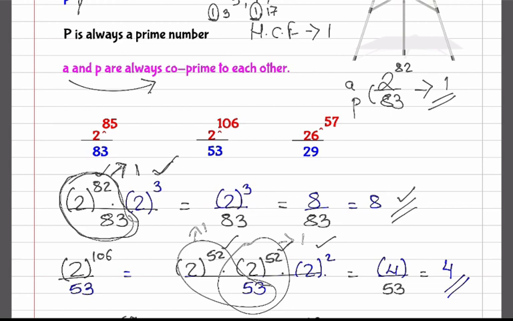According to Fermat, the remainder for this is 1. Again, according to Fermat, the remainder for this is 1. 1 into 2 square. 2 square is what? 4. 4 divided by 53. My answer for this is 4.